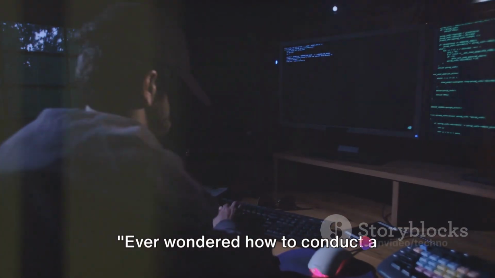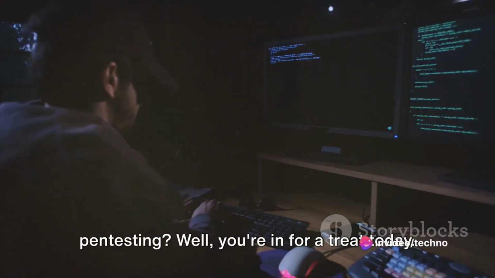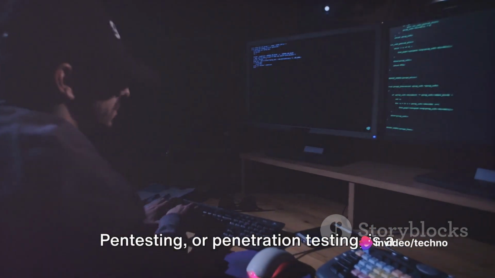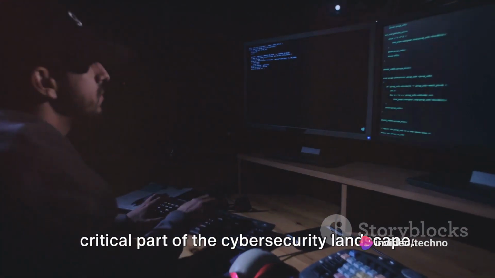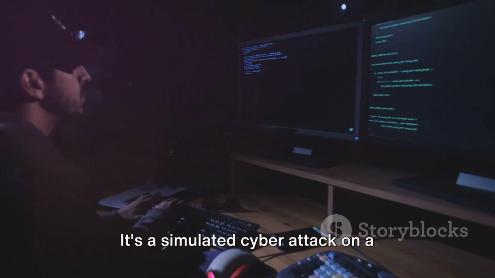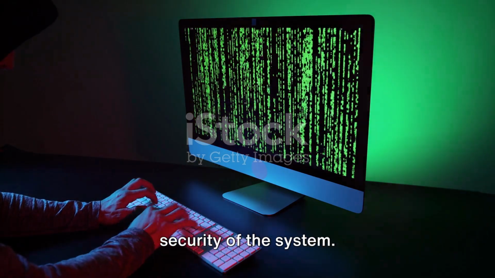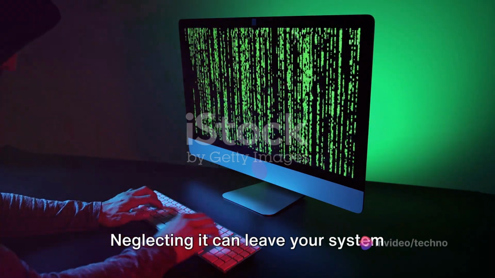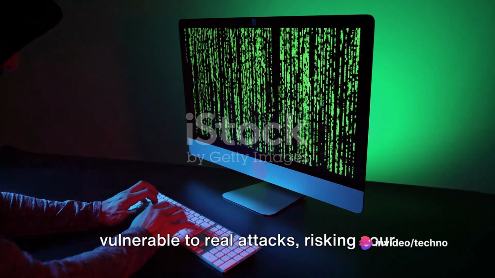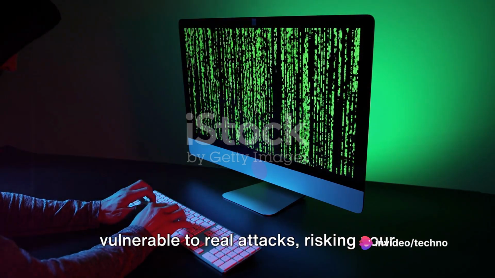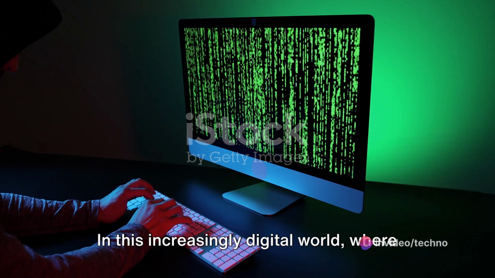Ever wondered how to conduct a pen testing? Well, you're in for a treat today. Pen testing or penetration testing is a critical part of the cybersecurity landscape. It's a simulated cyber attack on a computer system conducted to evaluate the security of the system. Neglecting it can leave your system vulnerable to real attacks, risking your valuable data and privacy.